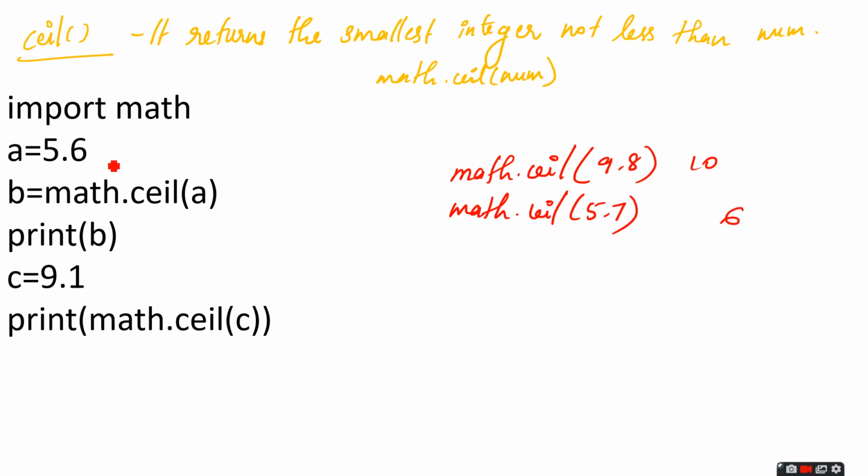So a equal to 5.6, b equal to math.ceil of a. 5.6, it will be 6. B refers to the value 6. Print b, we will get the output as 6. C equal to 9.1. Print math.ceil of c. 9.1, it will be 10. So the output will be 6 and 10. This is the ceil function.